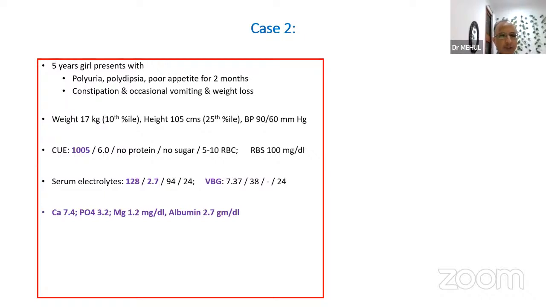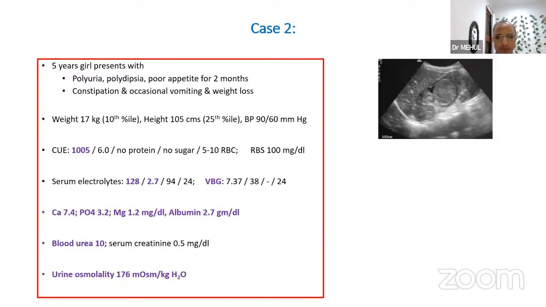Her corrected calcium was 7.4 with phosphorus of 3.2, magnesium of 1.2, and albumin of 2.7. Blood urea was 10 and serum creatinine was 0.5. Urine osmolality was 176 milliosmoles per kilo of water. It is lower than expected, but it is not very low as we see in children with central diabetes insipidus.